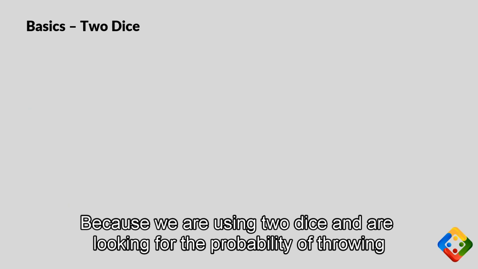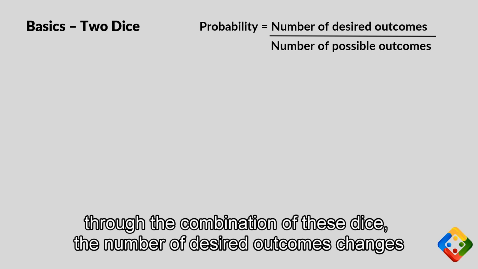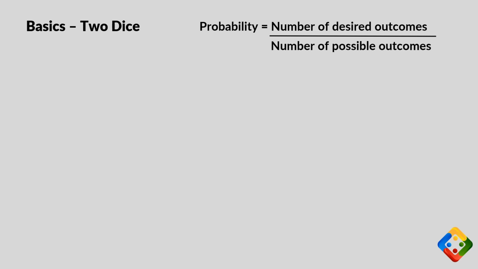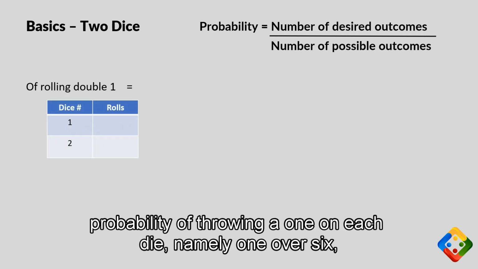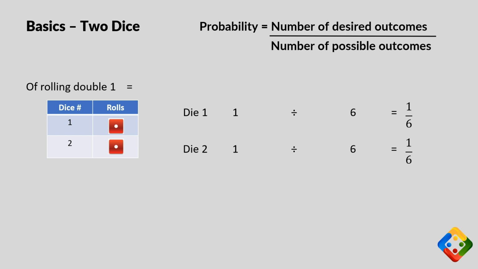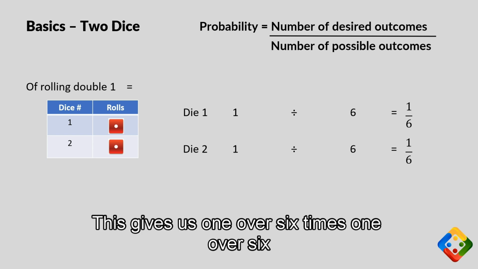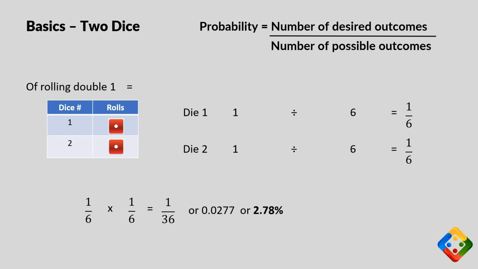Because we are using 2 dice and are looking for the probability of throwing a number through the combination of these dice, the number of possible outcomes changes from 6 to 36. Let me explain why. If we want to throw snake eyes, for instance, double 1, we take the probability of throwing a 1 on each die, namely 1/6, and then we multiply the fractions together instead of adding them. This gives us 1/6 times 1/6. 1 times 1 is 1, 6 times 6 is 36.